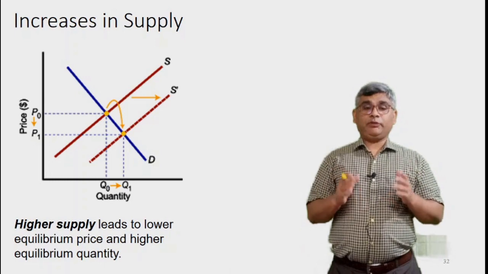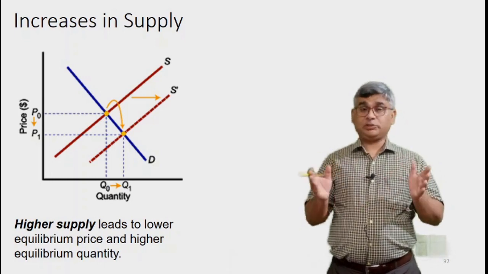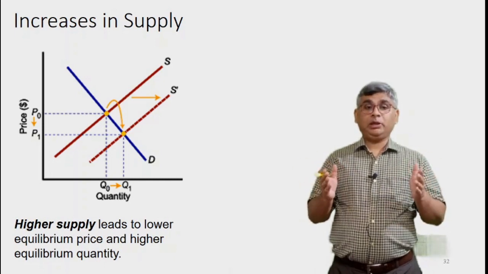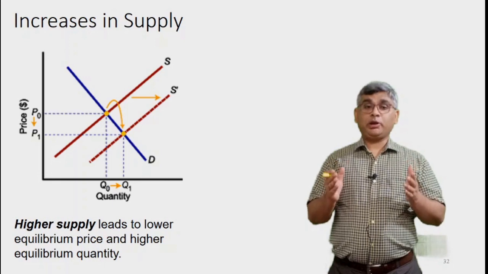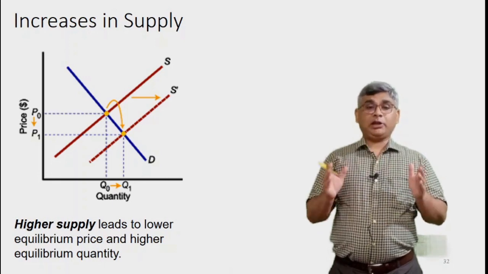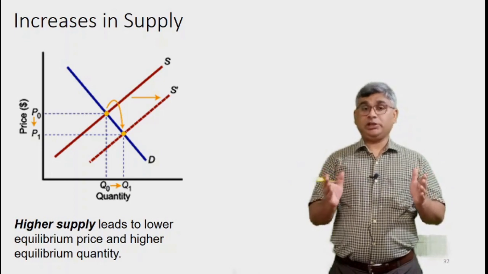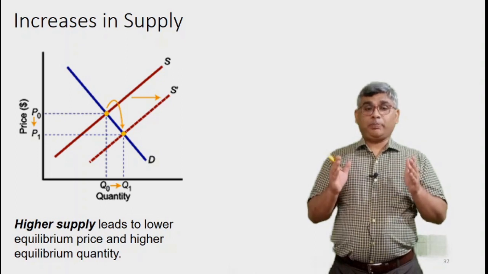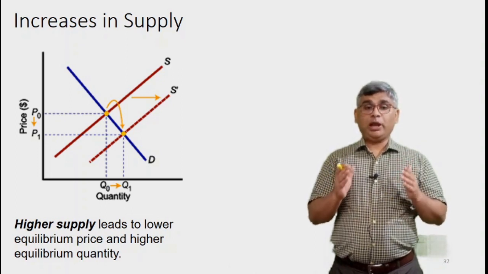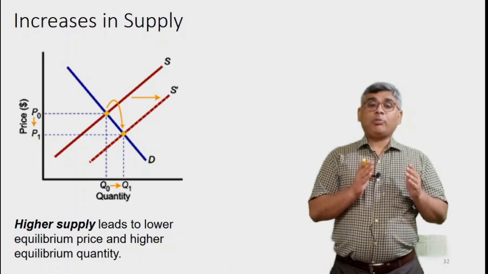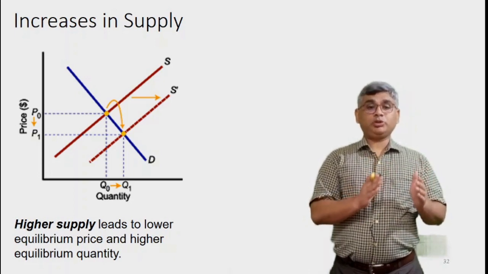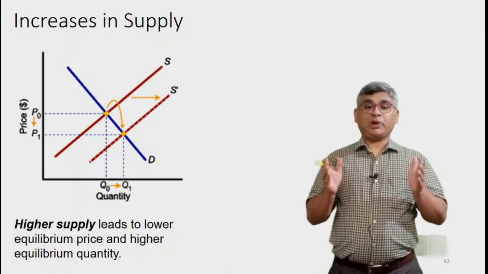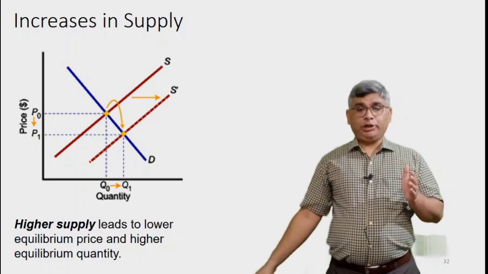Now another situation: if the demand curve is the same and the supply is increased, then according to the law of supply and demand, the price will fall. So for the equilibrium price, initially the demand curve remains the same as D, but the supply is increased from S to S dash. What will happen at the equilibrium point? The price will reduce from P0 to P1 and the equilibrium quantity increases from Q0 to Q1. Simply, we can say higher supply leads to lower equilibrium price and higher equilibrium quantity.